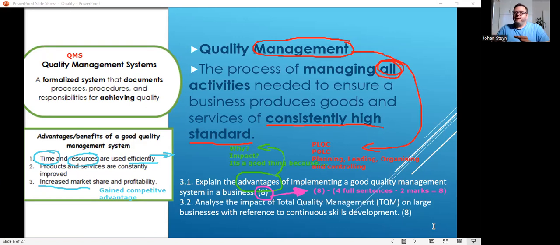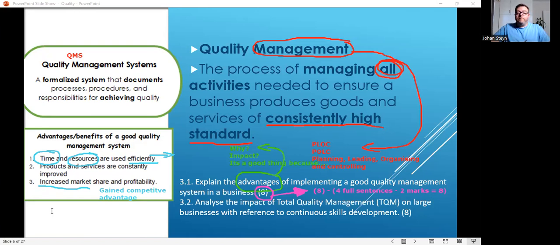Even though it fits in with one another, it's not the same thing, because a lot of people get confused between quality management systems and total quality management, because the quality management system is a process. It's something formalized and structured that is implemented because it consists out of processes and procedures. And then obviously the most important one, it gives you responsibility.